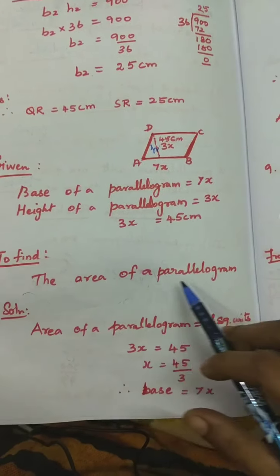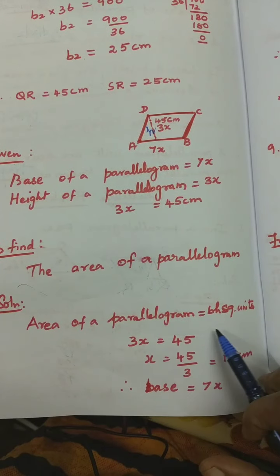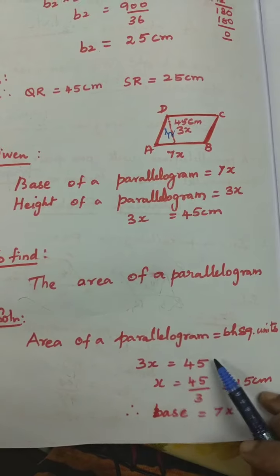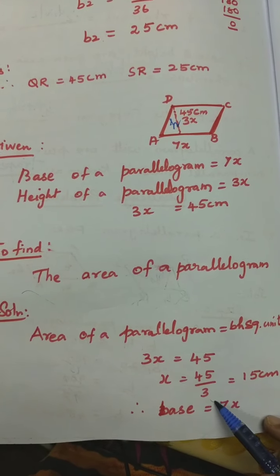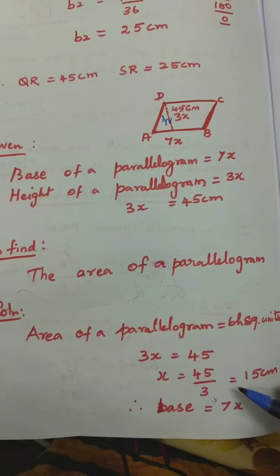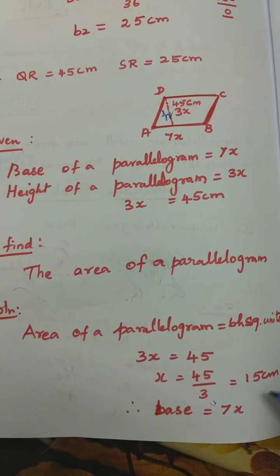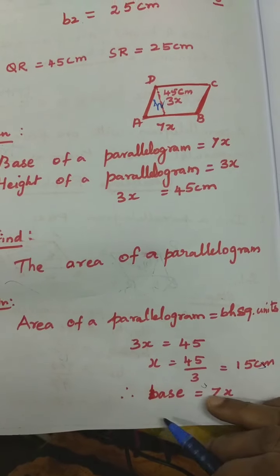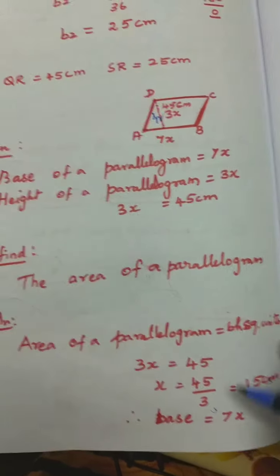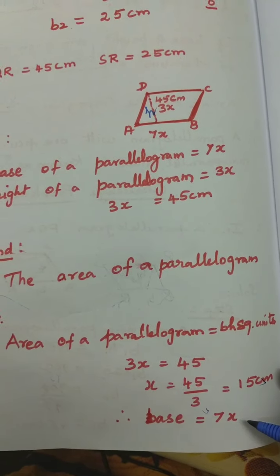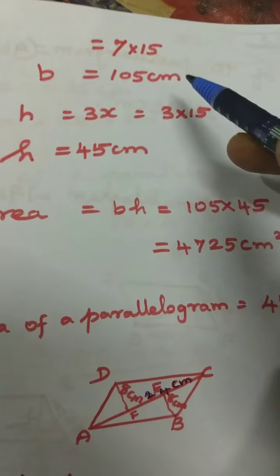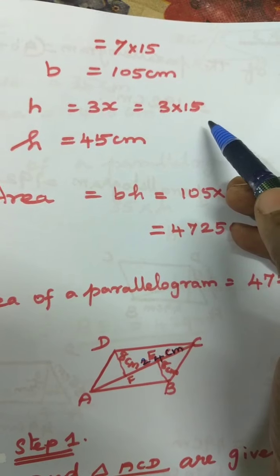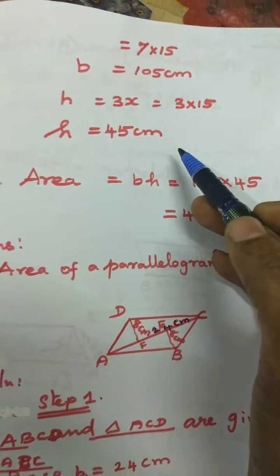To find the area of a parallelogram, the area of a parallelogram is equal to BH square units. That is 3x is equal to 45. X is equal to 45 by 3. Now we cancel. Then it will be 15 centimeter. X is equal to 15 centimeter. So base is equal to 7x we know. So 7 into 15, 105 centimeter. Then h is equal to 3x. That is 3 into 15, 45 centimeter.